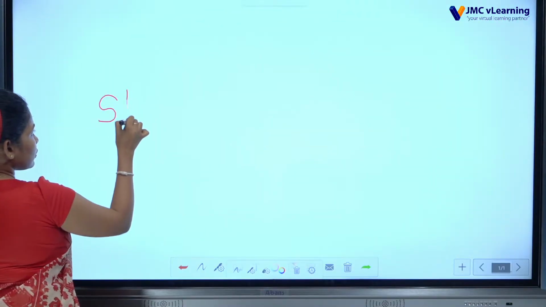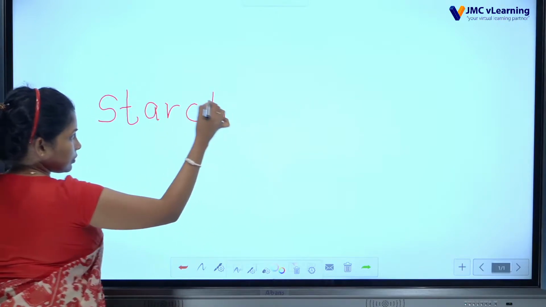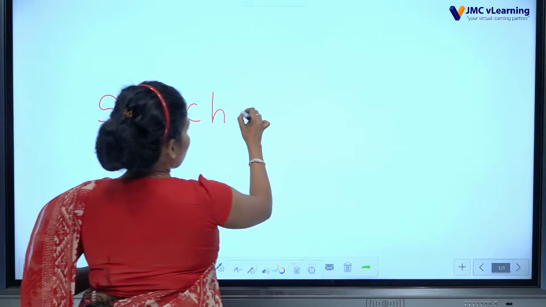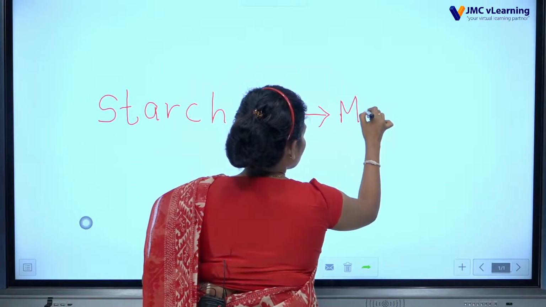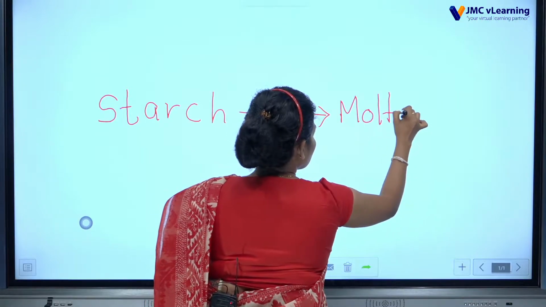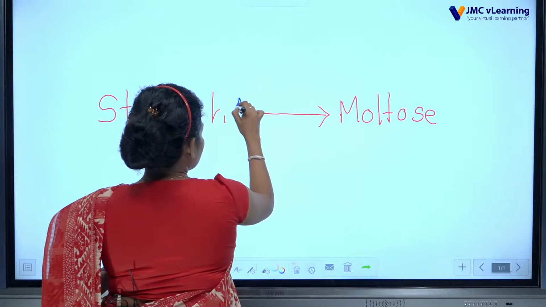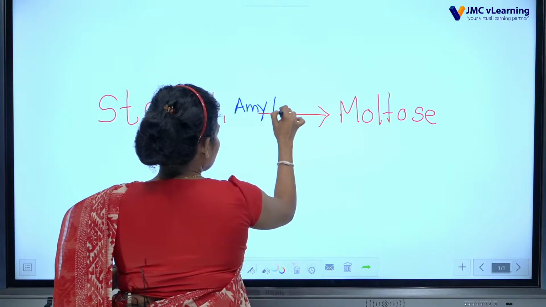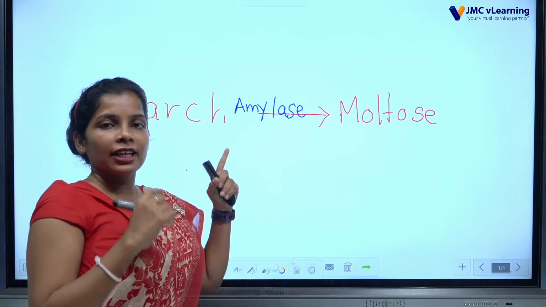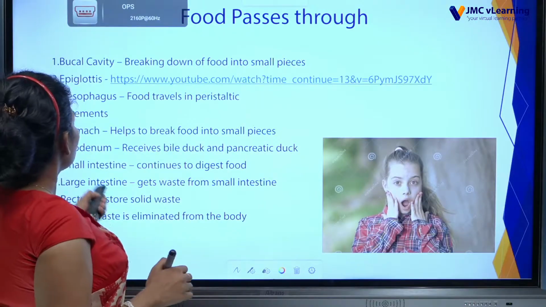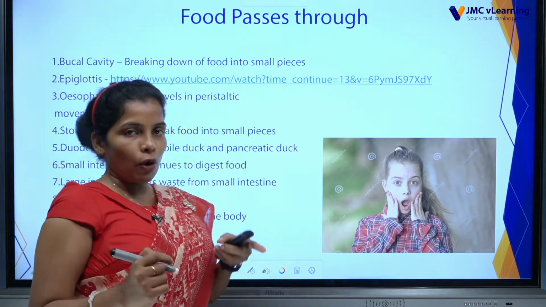Starch converts to maltose by using amylase. This chemical reaction takes place in the buccal cavity. So, the function of the buccal cavity is breaking down food into small pieces.